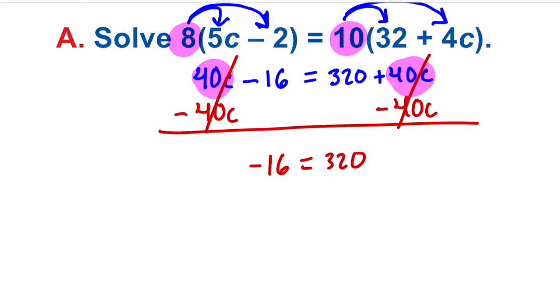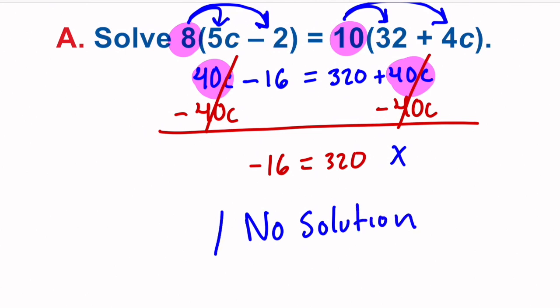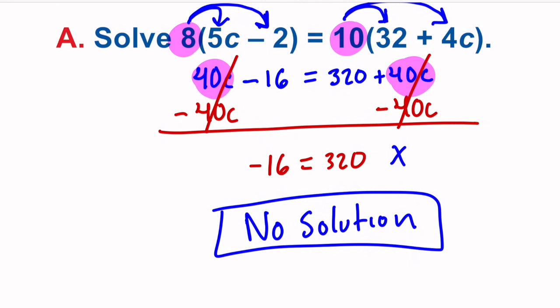Negative 16 equals 320. That's not true. So that's false, which means that this equation does not have an answer. That's why we call it an equation with a special solution, because this one has no solution.